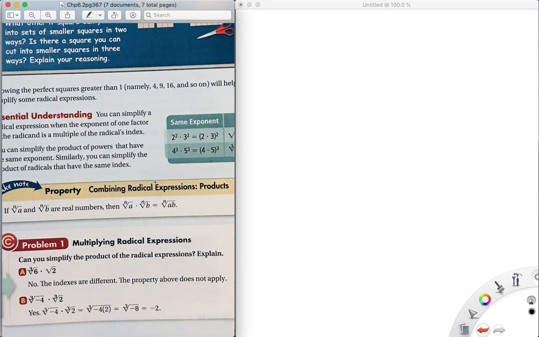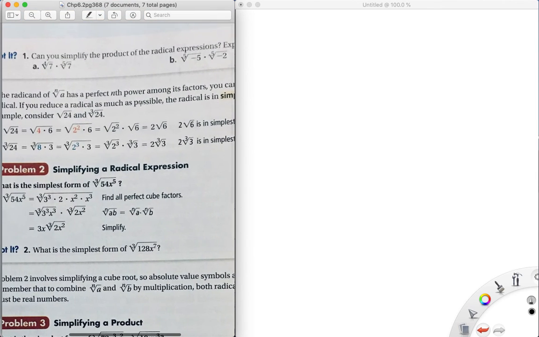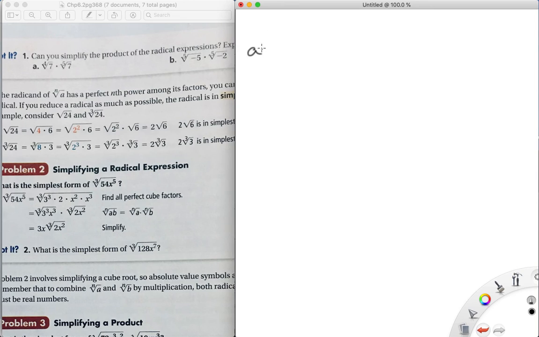So over here they ask, for A, can I use that property? And I have the fourth root of 7 times the fifth root of 7, and this would be a no. You can't combine these and multiply these because this one has an index of 5, this one has an index of 4. They're not the same, therefore you can't do it.